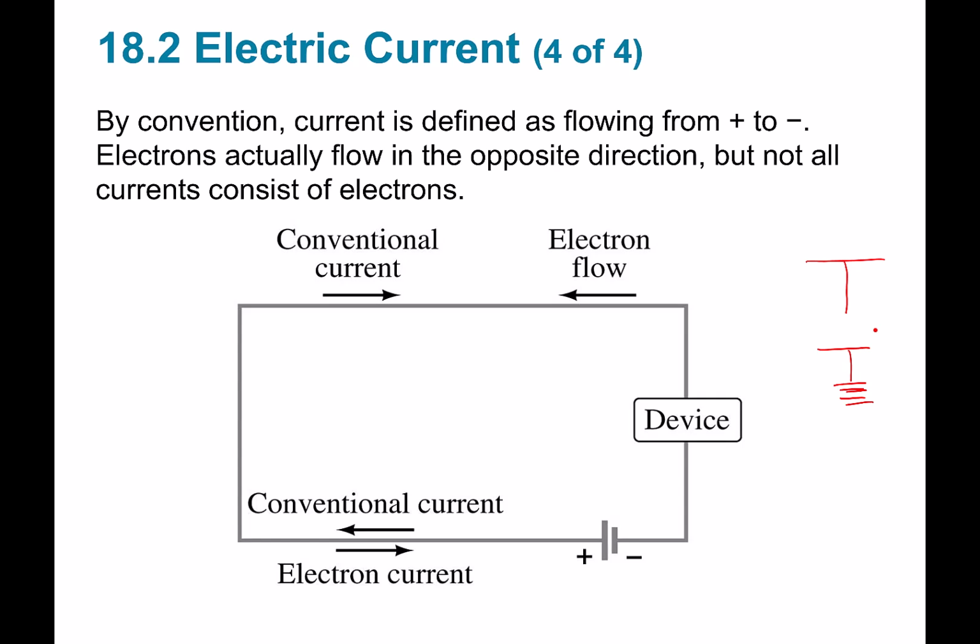So we always refer to this as conventional current, but in our minds we know the electron flow is actually in the direction opposite to that of the conventional current. But when we draw the circuit diagrams, we always show the direction of the current as the conventional current. So in chapter 19, when we talk about circuits, that's what we will keep in our mind.